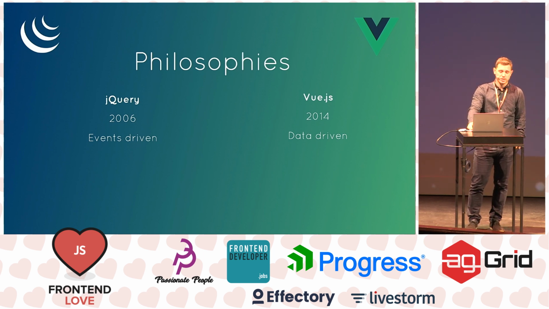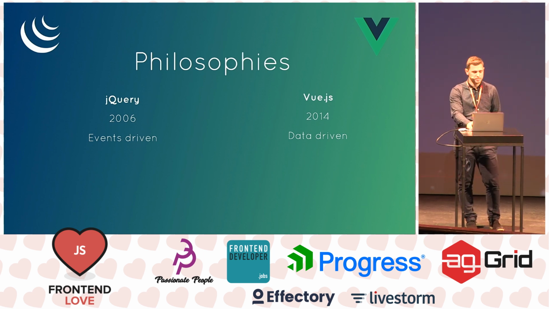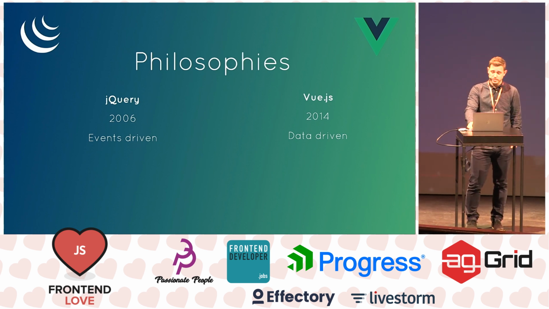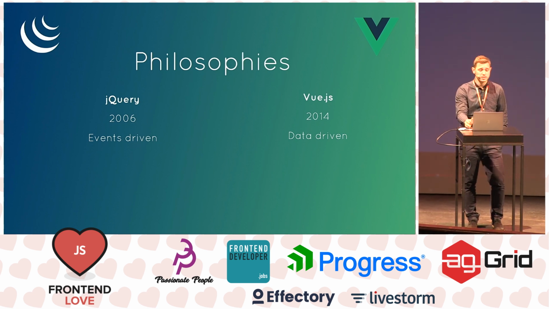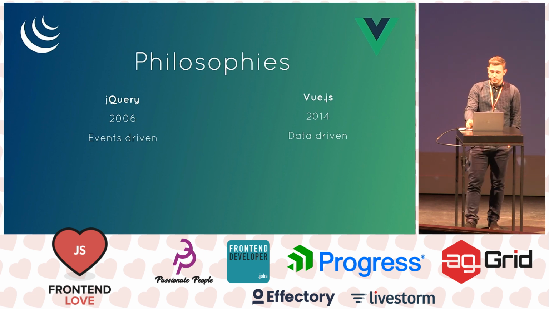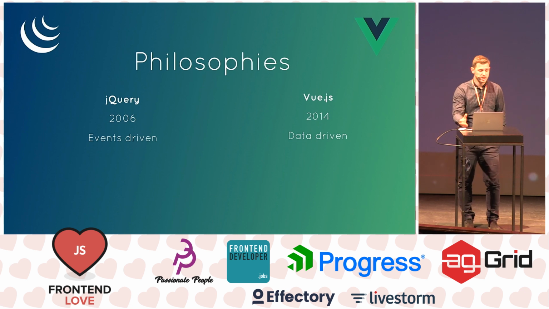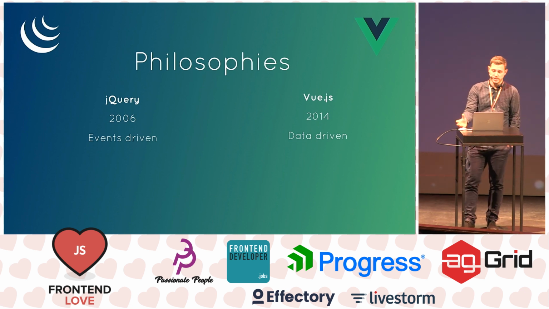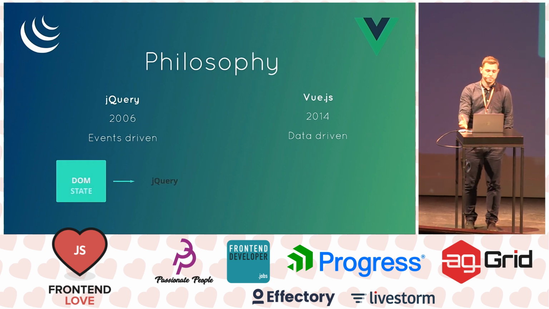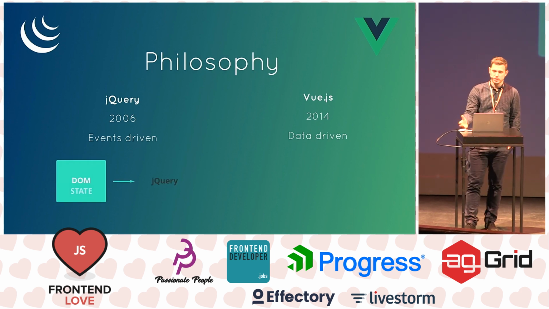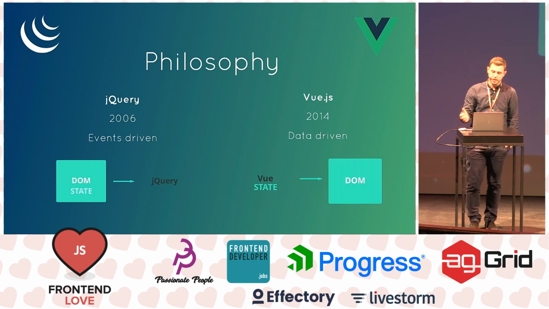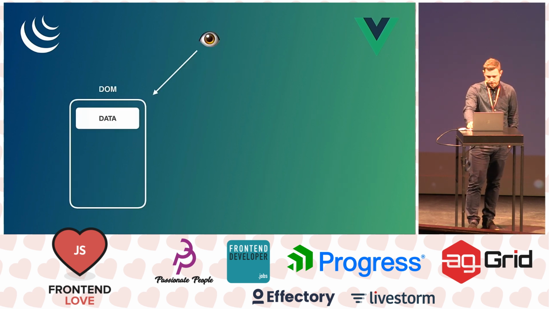jQuery was in 2006, so it's been 12 years ago now. So it was based on events-driven. And Vue.js in 2014, so 8 years after, changed its philosophy to extract data and be more data-driven. So it means that what belongs to the DOM in jQuery, like your data, was transferred and extracted by Vue. So let's get further into the details.